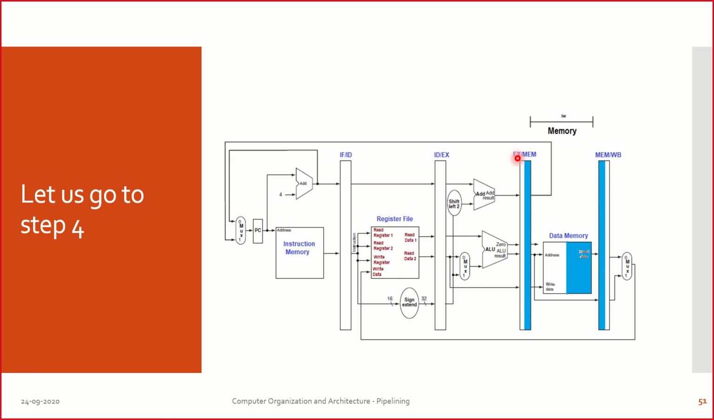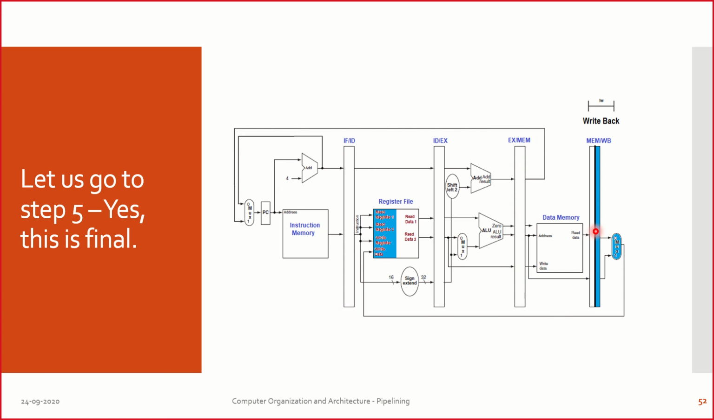What is load word all about? Load word is all about reading the content from the memory location and then writing it onto the register. Correct? That's what load word is all about, right? So what do I do here? I read the content from the memory location, I write it into the MEM/WB register, and then finally I have to write it back into the register. So that is what I have done right now, and the write back happens. I read from here, I write it into the register, the write has happened at the left. That's it. Do you understand this, all of you?